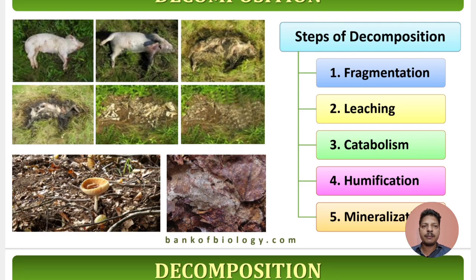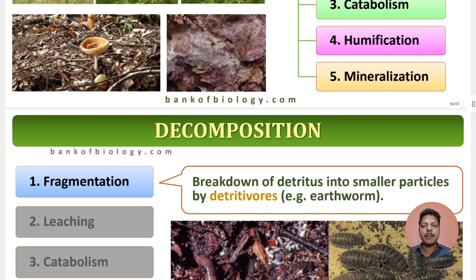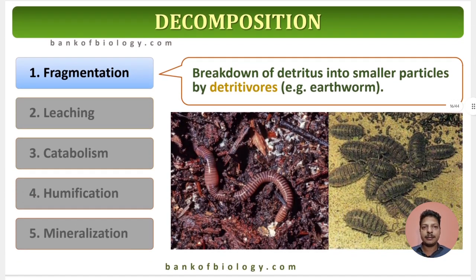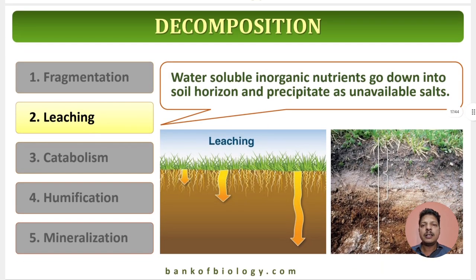Here the diagrams are there. Fragmentation, leaching, okay, then catabolism, humification and mineralization. Let's see about this. What is fragmentation? It is the breakdown of detritus into smaller particles by detritivores. Example, the earthworm. Okay. Second, leaching.